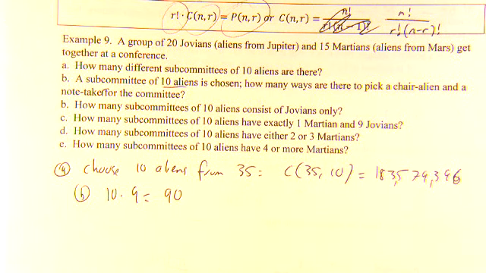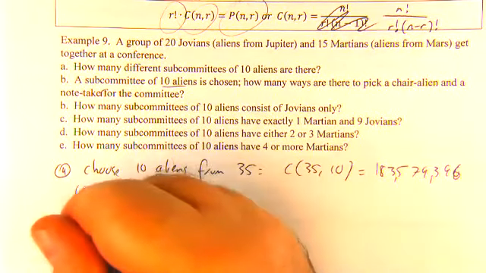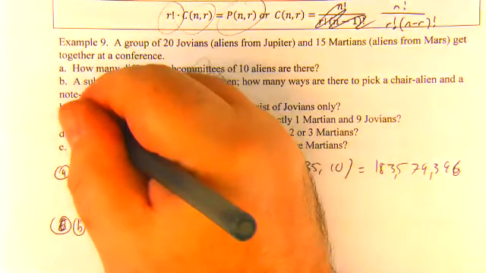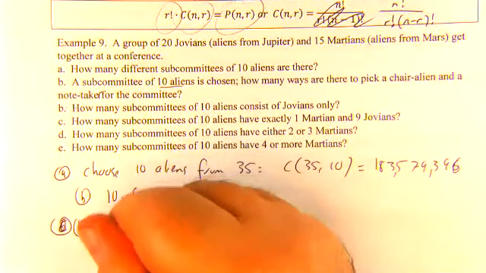But if we're not worried about what the orders are, then we don't have to include that. Oh, and I screwed up the notes here too. Okay, so there should be a C, obviously. How many subcommittees of 10 aliens are only Jovians? Well, there's only 20 Jovians.